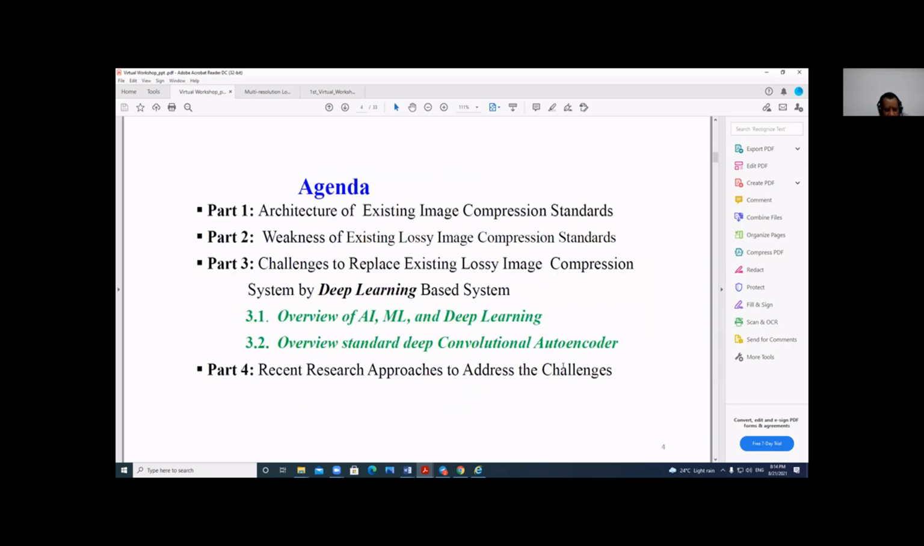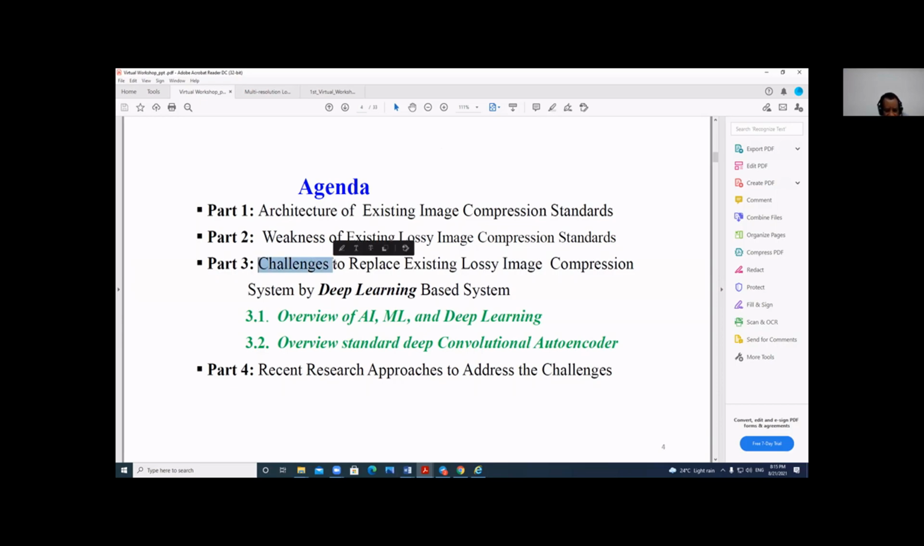The agenda that I will focus on in this presentation is as follows. We have four main agenda items. The first is existing image compression standards, what their architecture looks like. Second, what is the weakness of these existing systems? Third, to address this weakness, we will use deep learning systems. We can develop deep learning based systems, but still, to use deep learning algorithms for the development of lossy image compression, there is a challenge.